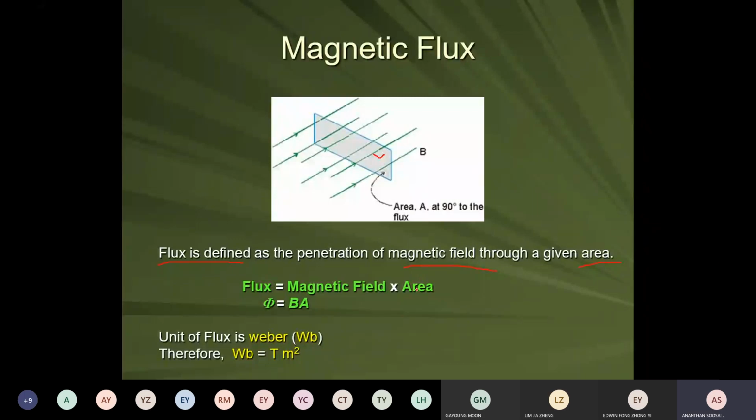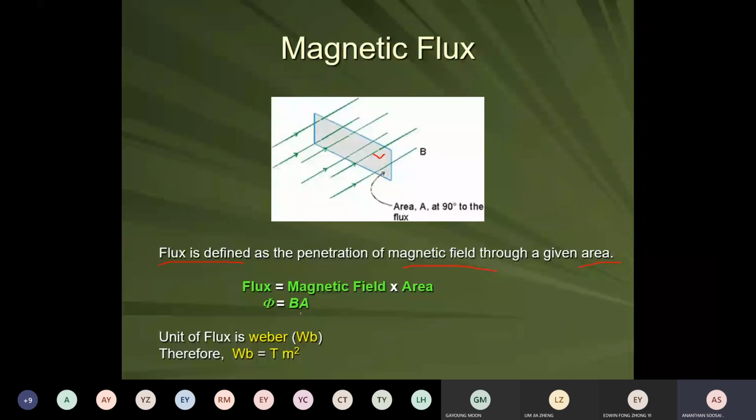You must say the flux is the product of magnetic field strength normal to the area and the surface area. You don't just say flux is the product of magnetic field strength and the area. That's called flux. The symbol is phi equals B dot A.